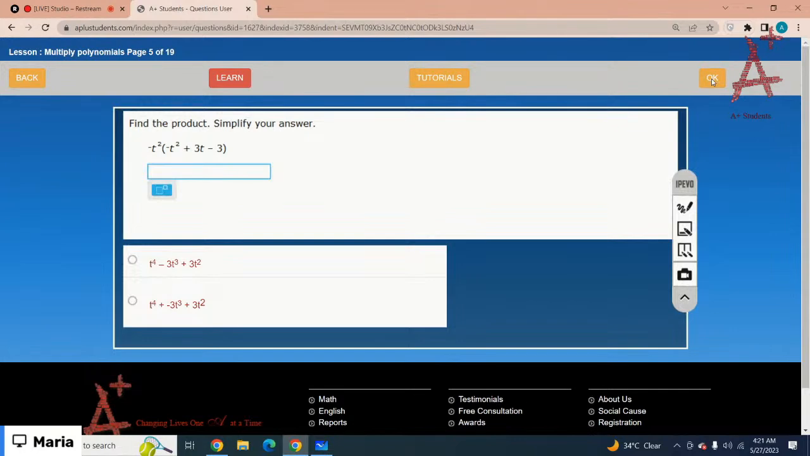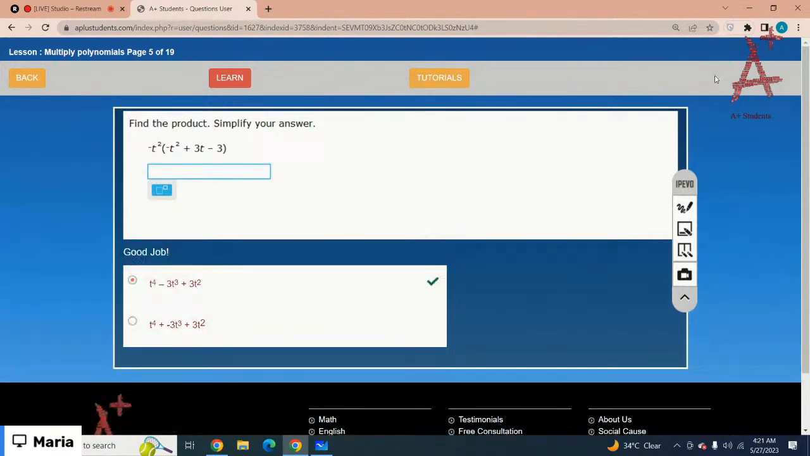Okay, find the product. So which is the correct option? The correct option is option number 1. That would be t to the fourth minus 3t cube plus 3t square. Option number 1 is the correct option.